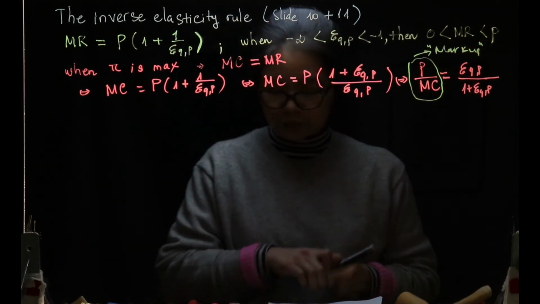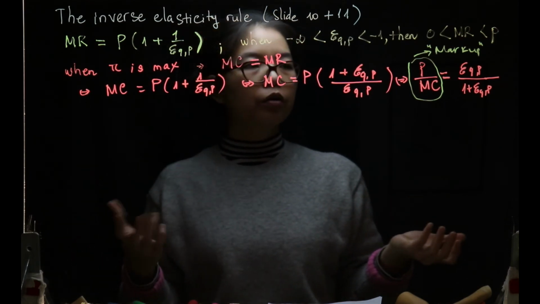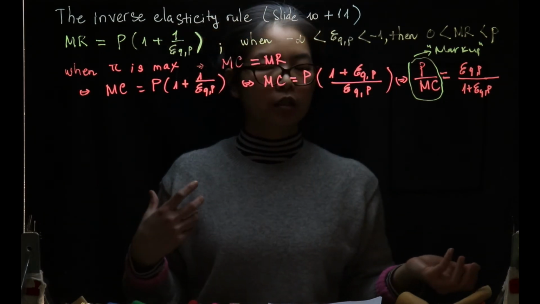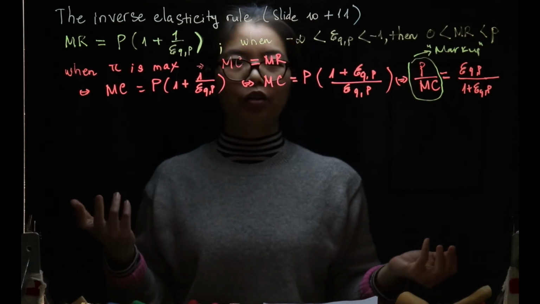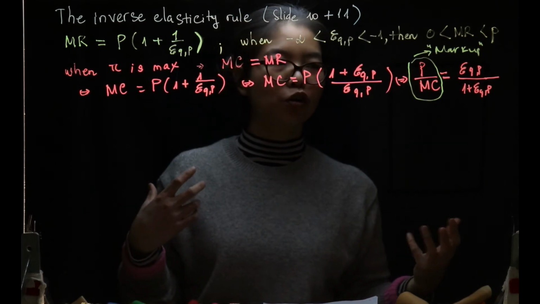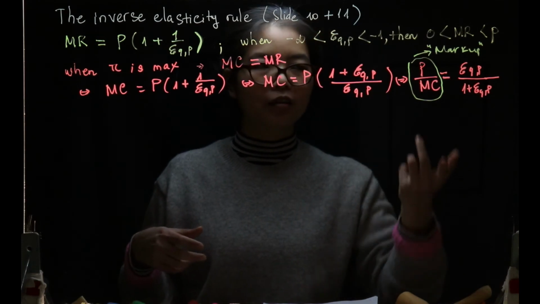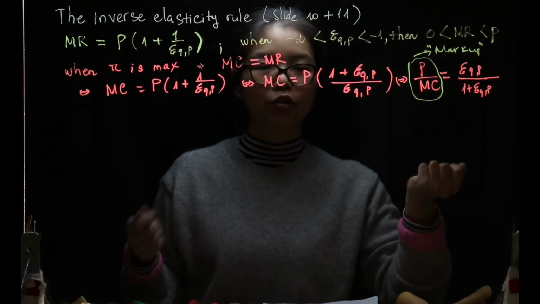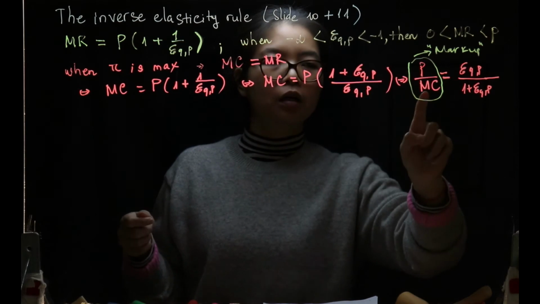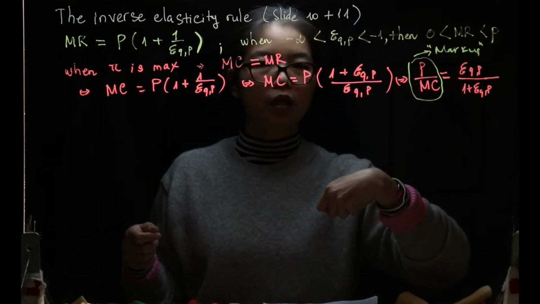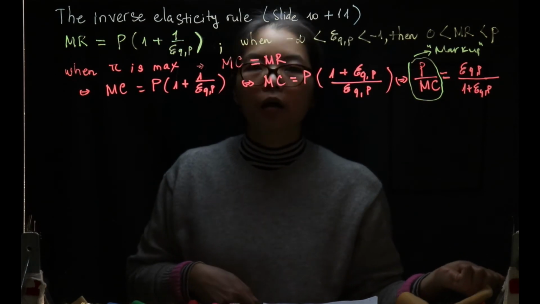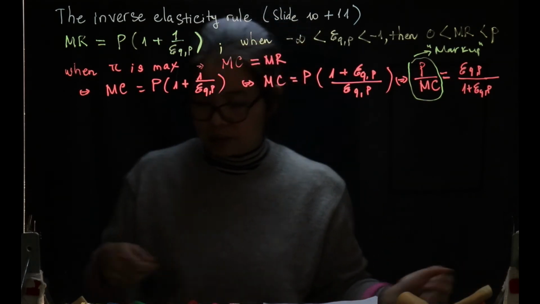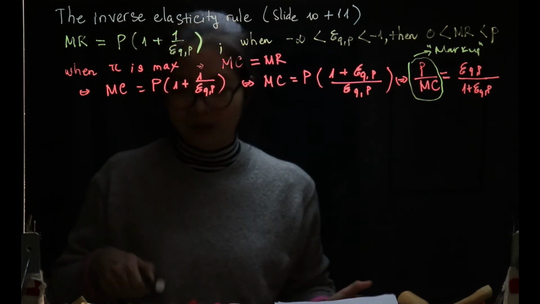Now, how will the markup change? Is it a good thing or a bad thing? It's a good thing, right? Because markup shows how much you're able to sell your product for, the price P, relative to the extra cost, or the marginal cost, that you spent on producing that product. So that's a positive thing.